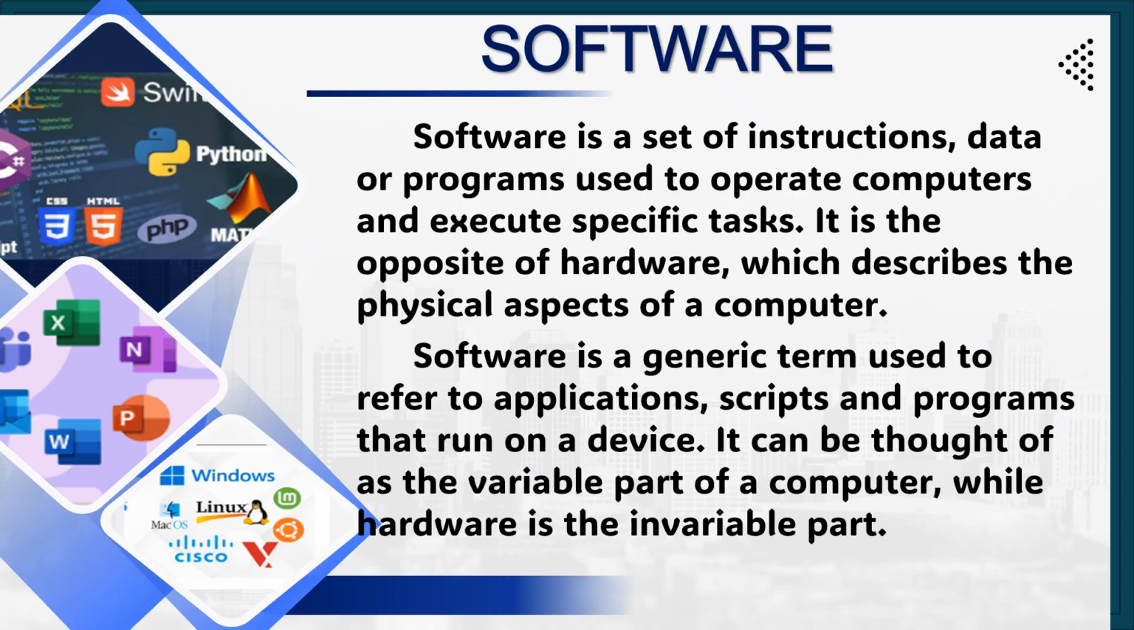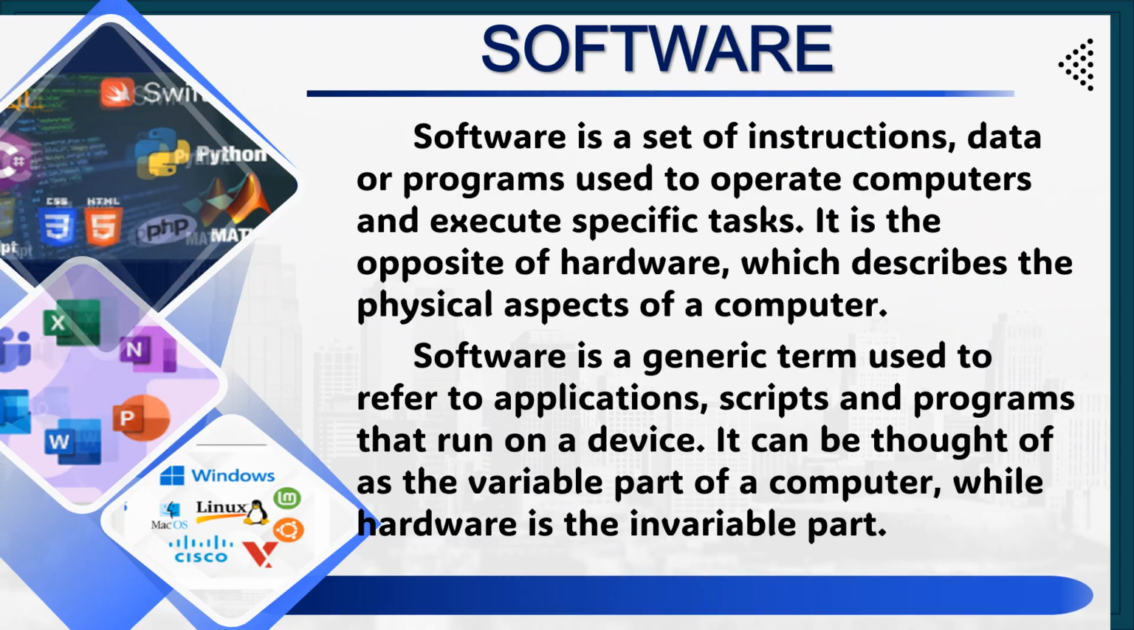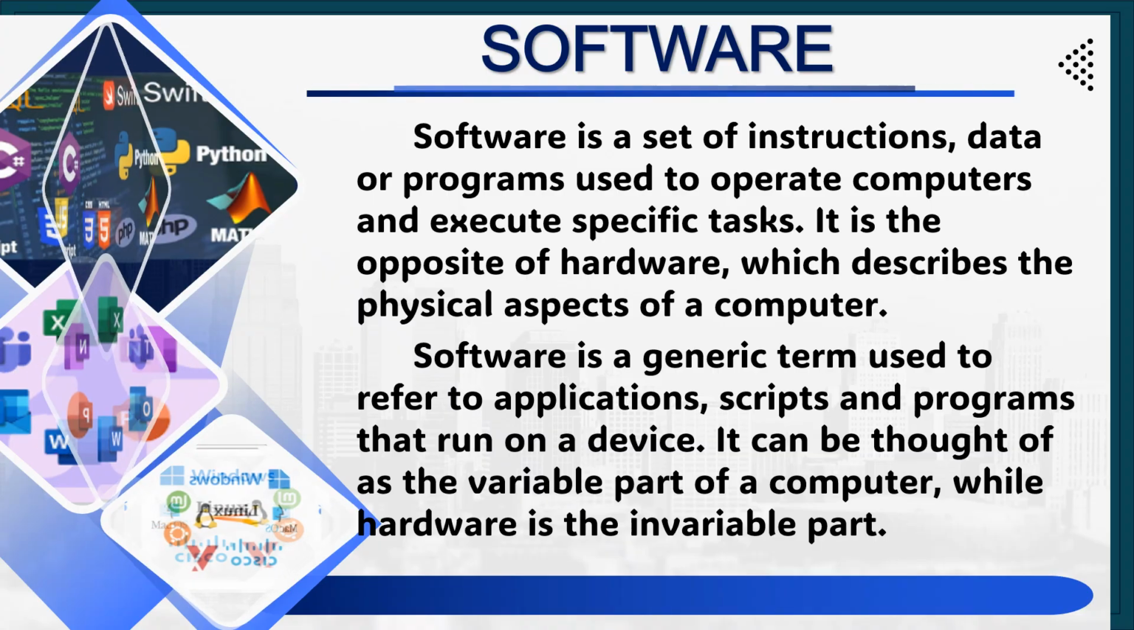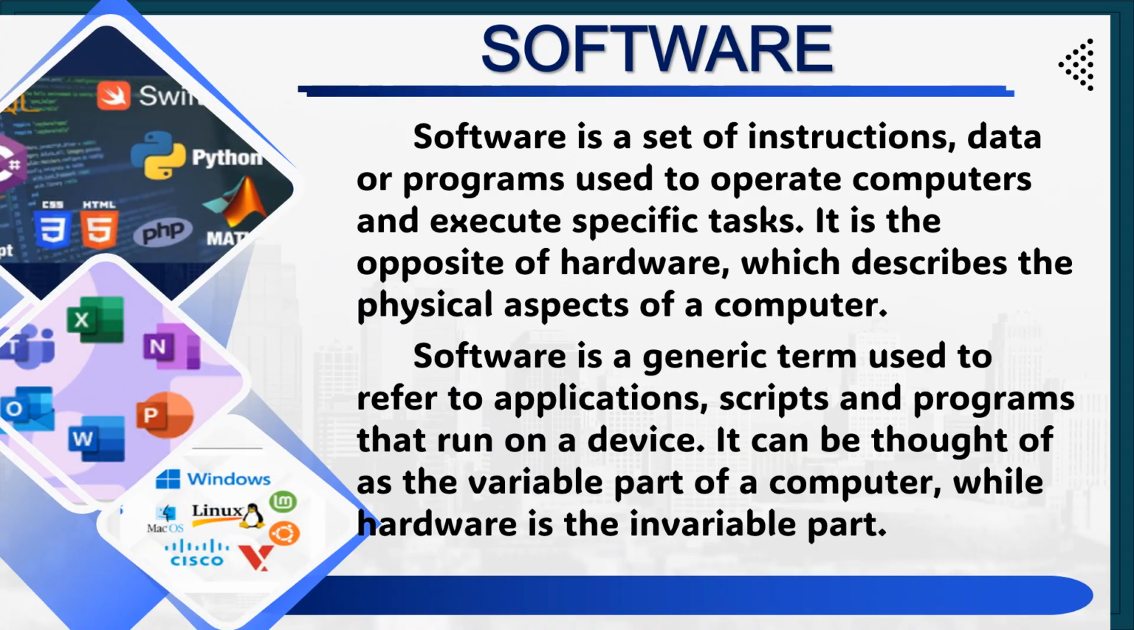Software is a set of instructions, data or programs used to operate computers and execute specific tasks. It is the opposite of hardware, which describes the physical aspects of a computer. Software is a generic term used to refer to applications, scripts, and programs that run on a device. It can be thought of as the variable part of a computer, while hardware is the invariable part.